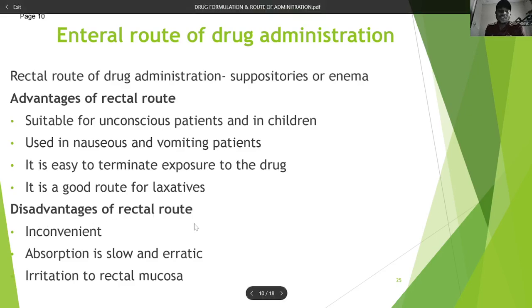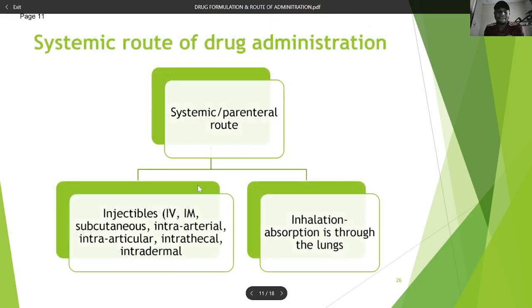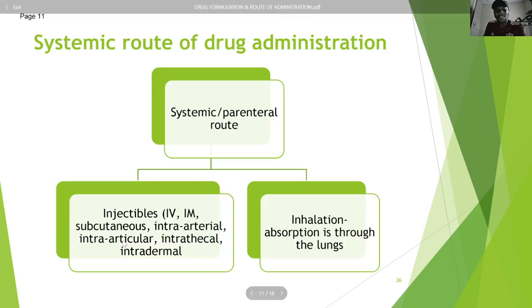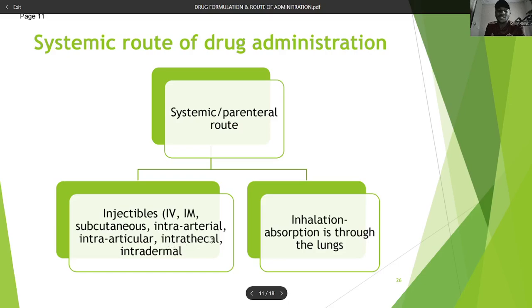Now, disadvantages of the rectal route: it is inconvenient, absorption is slow and erratic, and it causes irritation to the rectal mucosa. Now, the systemic or parenteral route of drug administration includes injectables, which are IV, intravenous, IM, intramuscular, subcutaneous, intra-arterial, intra-articular, that is within the articular cavity, intrathecal, and intradermal. It also includes inhalation, where absorption is through the lungs.